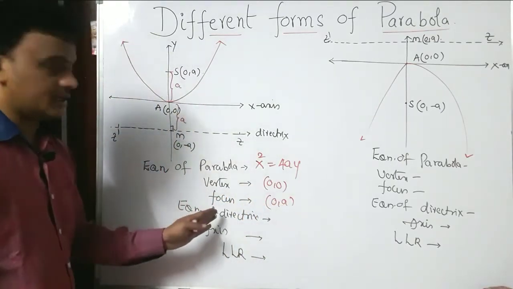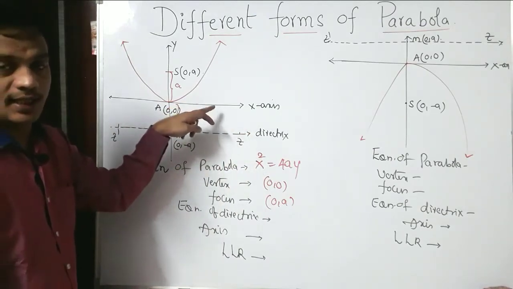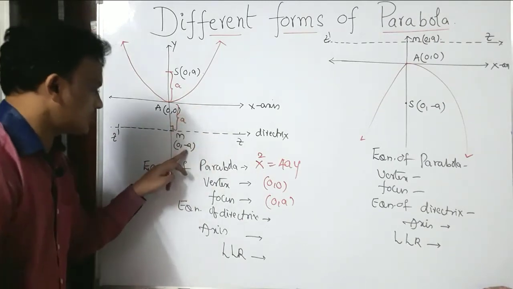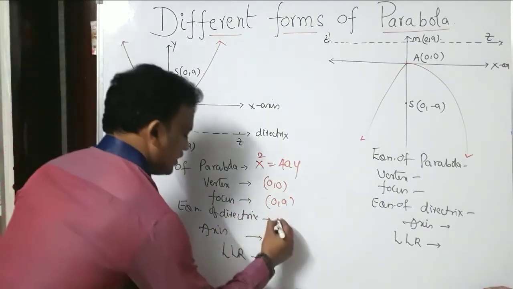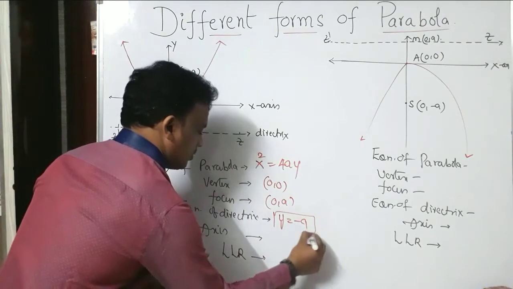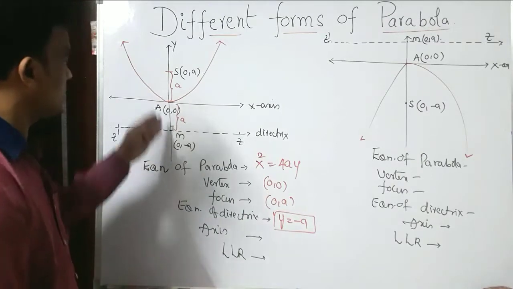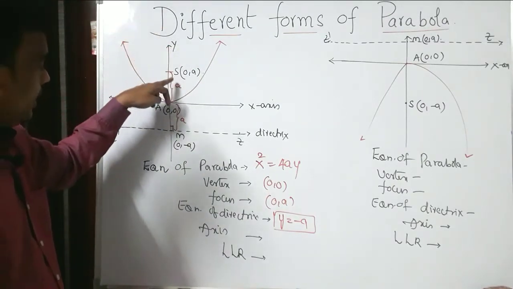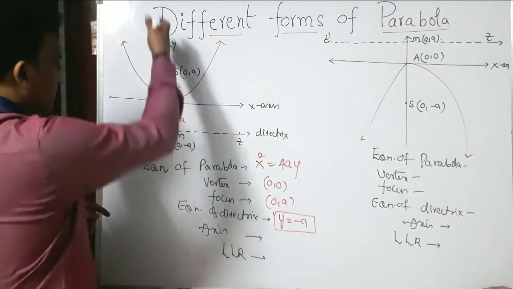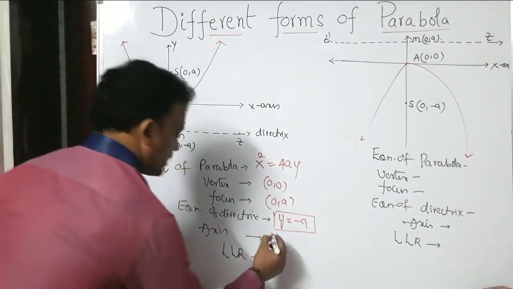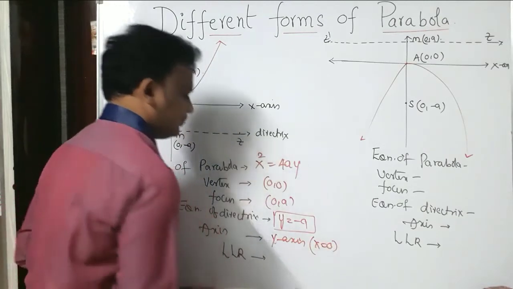So what is the equation of the directrix? This will be the directrix, which is parallel to the x-axis. Any line parallel to the x-axis is y is equals to constant. So here the y-coordinate is minus a. Equation of the directrix is y is equals to minus a, or y plus a equals to 0. And what is the axis of the parabola? The axis always passes through the focus and is perpendicular to the directrix. In this case, the axis of the parabola is the y-axis. Simply you can write x is equals to 0.